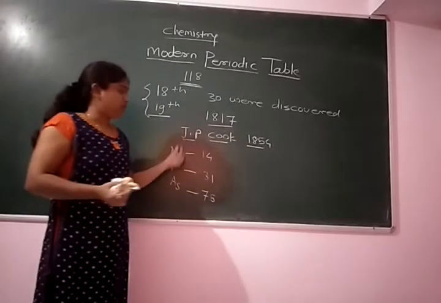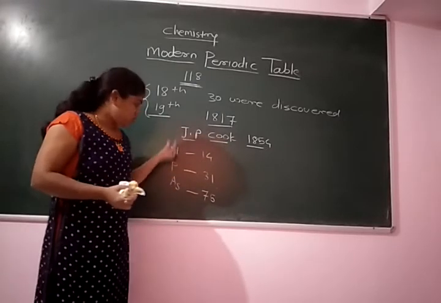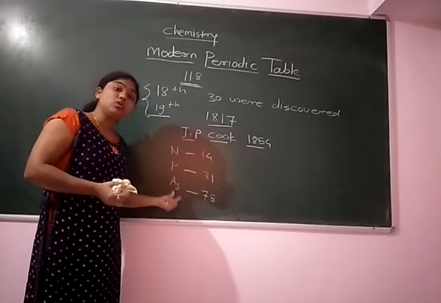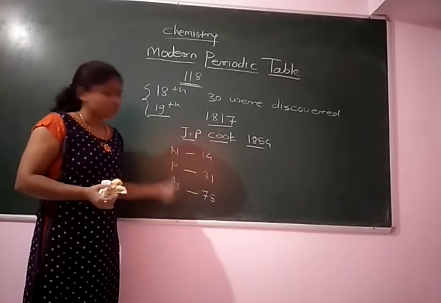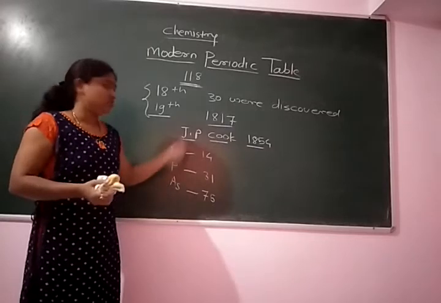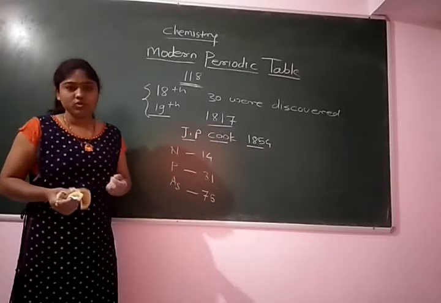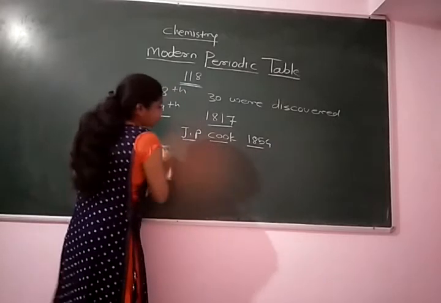So in 1854, J.P. Cook arranged the elements in the homologous series of increasing order of the atomic weights of the elements. Right? It means atomic weight was discovered at the time of J.P. Cook.